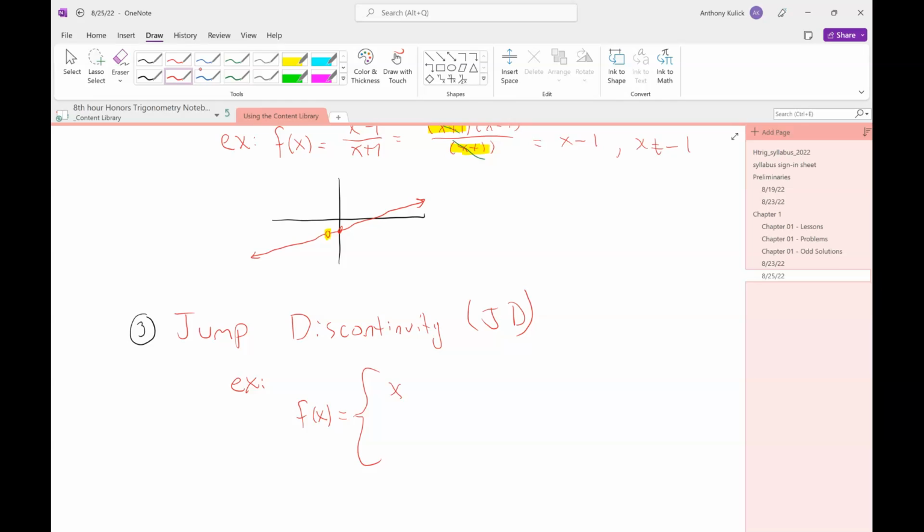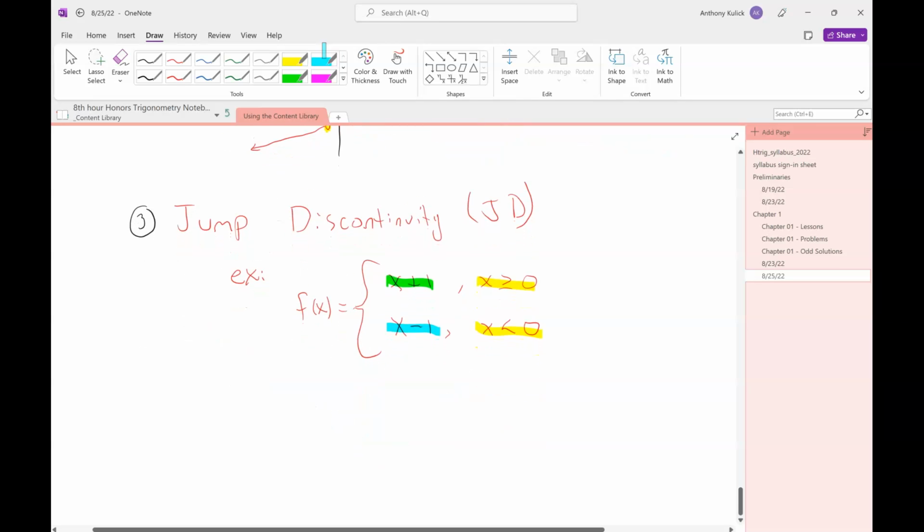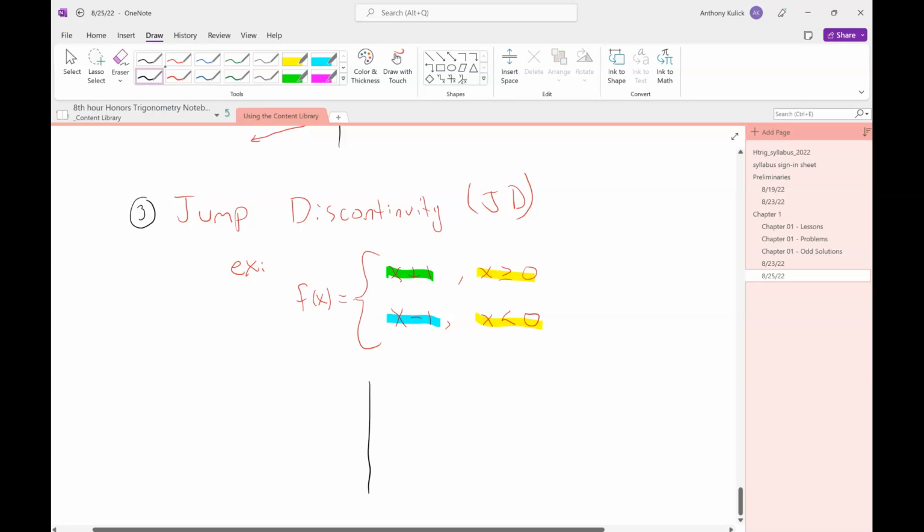So let's start with that as our piecewise function. For x greater than 0, the graph is x plus 1. And for x less than 0, the graph is going to be x minus 1. Everybody's okay with that idea? So if I wanted to graph this thing, to graph the green part, what type of function is x plus 1?